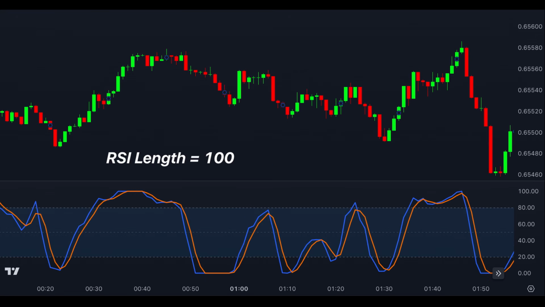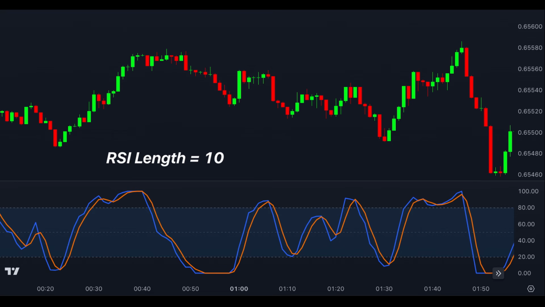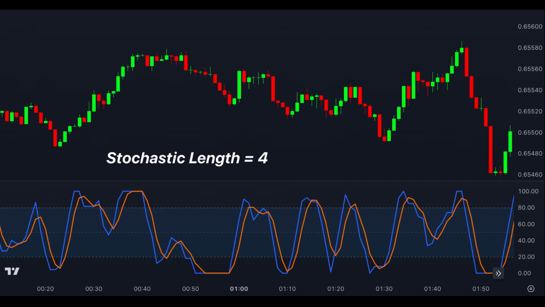The RSI length is what it sounds like. It's the length of the RSI that the Stochastic is based on. It calculates the new values based on the highs and lows of whatever value you chose for this RSI. The stochastic length, like we talked about before, controls how far the indicator looks back at in the regular RSI for highs and lows. It then uses these relative highs and lows to calculate the Stochastic RSI.